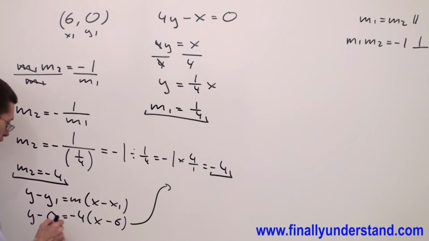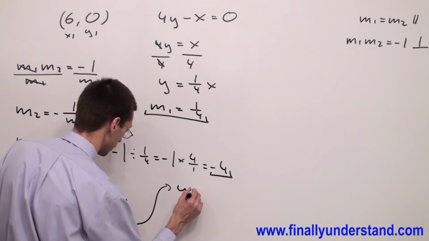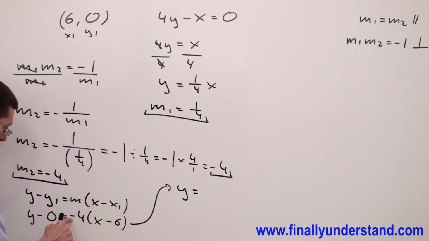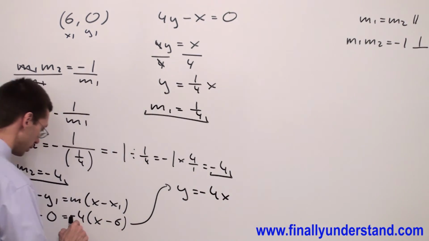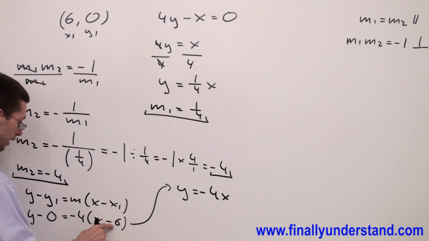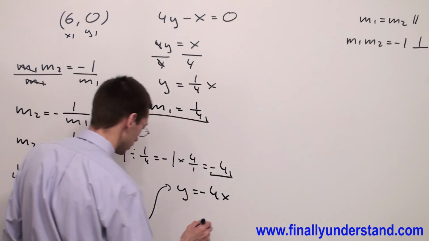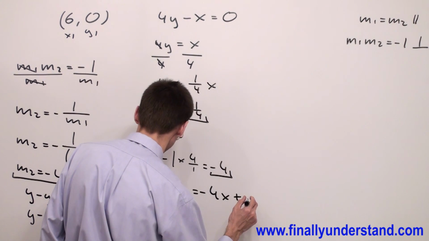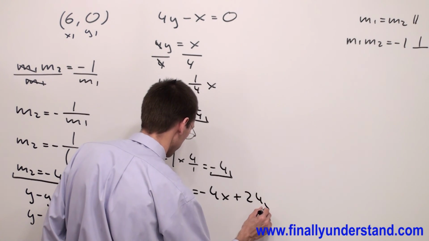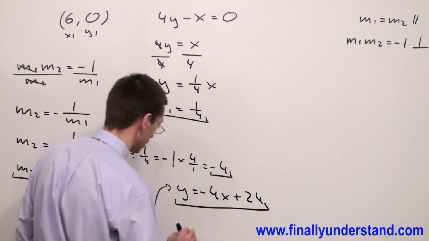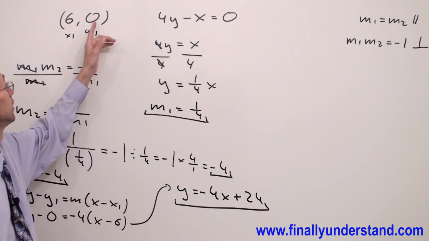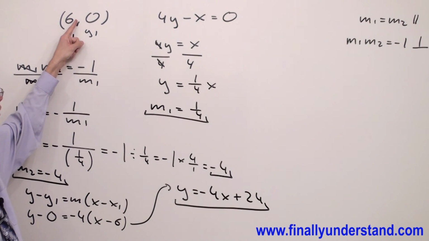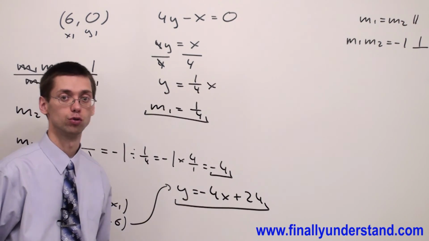y minus 0 is equal to y, so y equals -4 times x, which is -4x, and -4 times -6, which is +24. And this is the equation of the line which is perpendicular to this line and is passing by this point. So this is the solution to my problem.